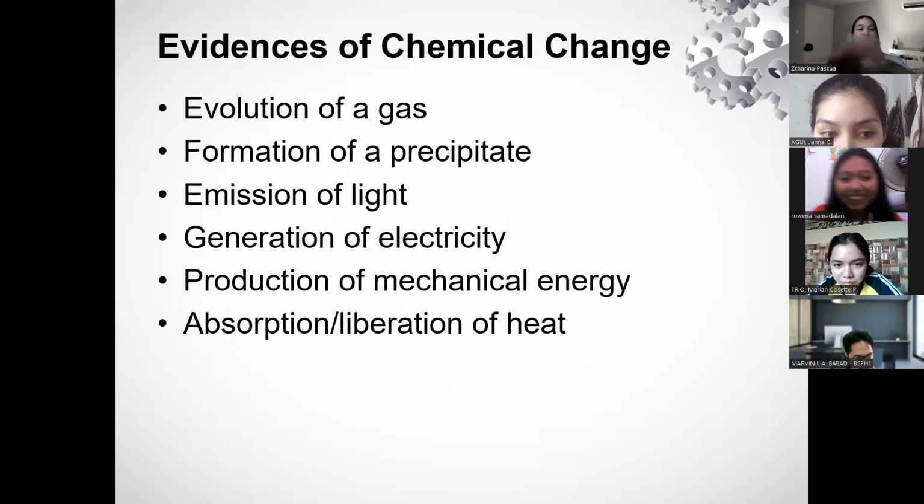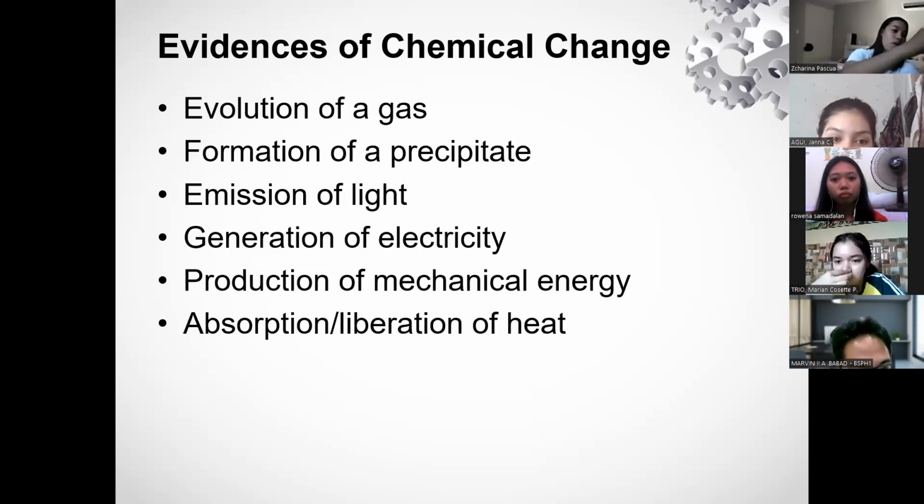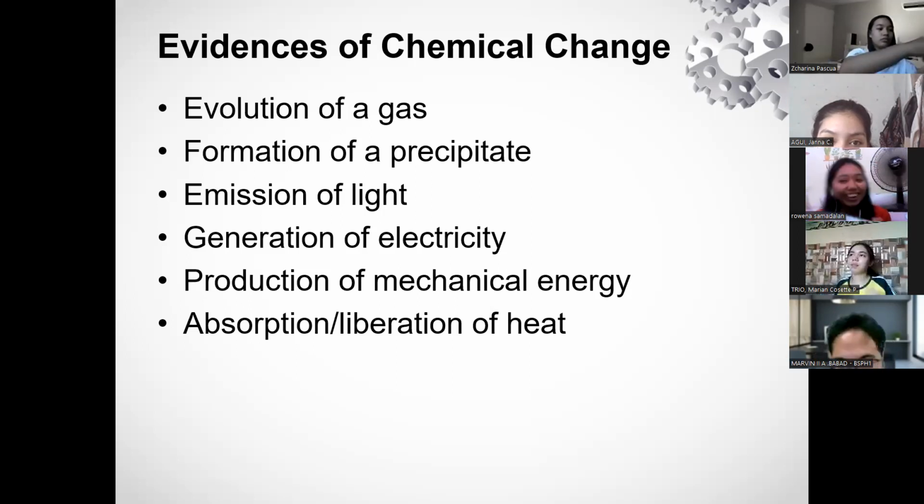Another question. When you iron your clothes, is it physical or chemical? Physical, ma'am. That's an example of a clear physical change. The clothes were wrinkled, and now they are straightened, and you can crumple them again, right? So that is a physical change.